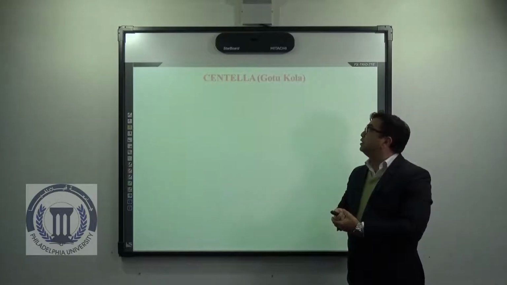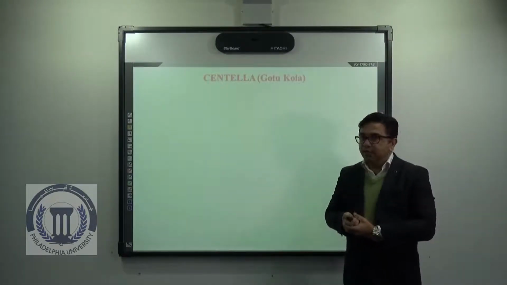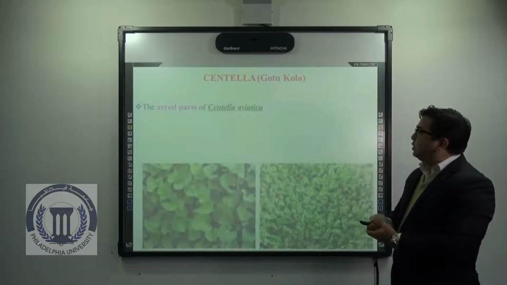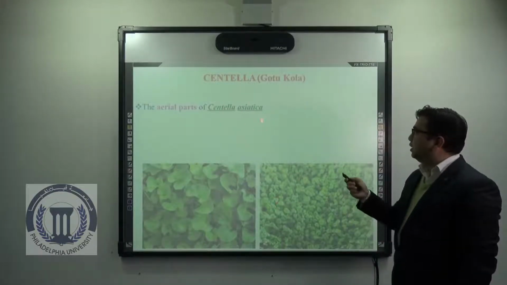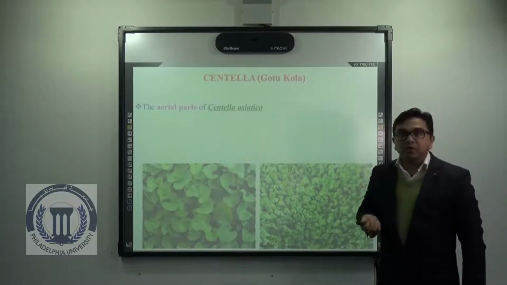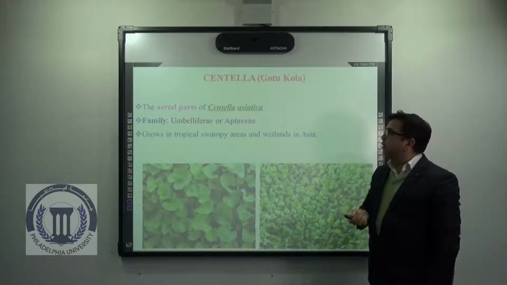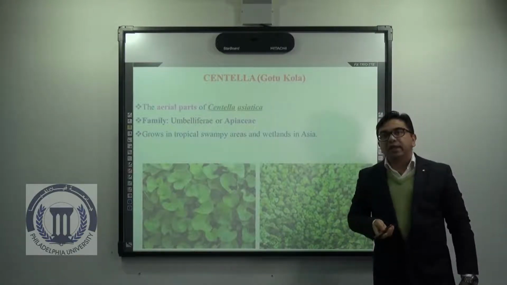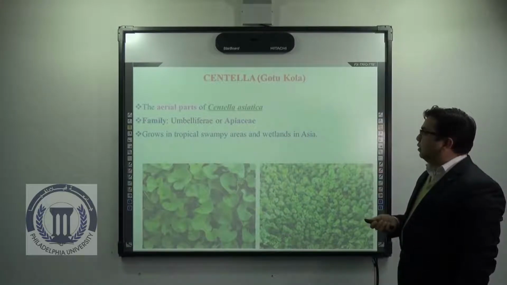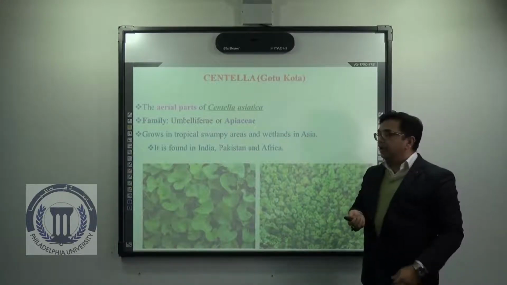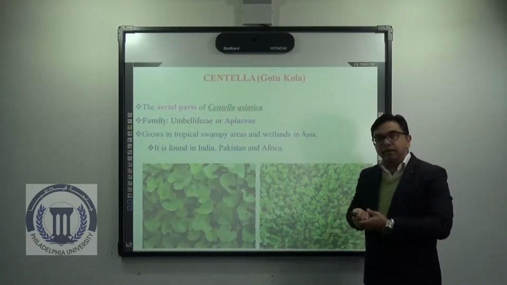First we will start with Centella, which is also known as gotu-kola in China, and it is mainly the aerial parts of Centella asiatica. So the botanical name is Centella asiatica, belonging to the family Apiaceae or Umbelliferae. It grows mainly in tropical swampy areas and wetlands in Asia, and it is highly abundant in countries like India, Pakistan and Africa.